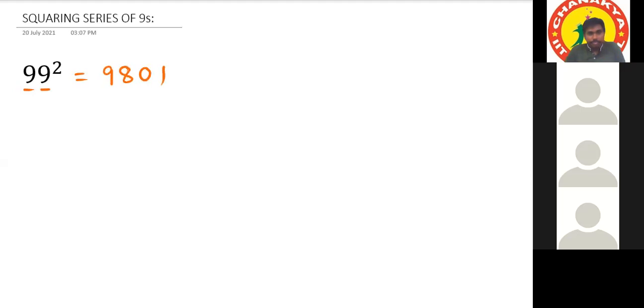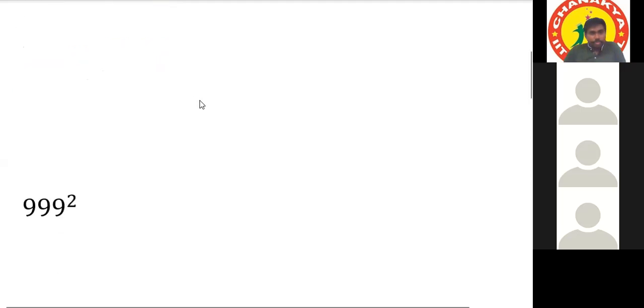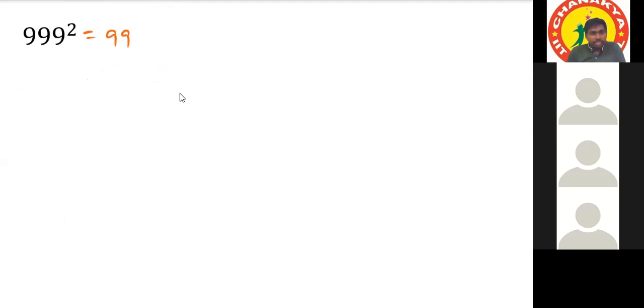What if we have three 9s? See here. Write two 9s and one 8. Write two zeros and one 1. The 8 remains constant and the 1 remains constant. The number of 9s is 3, so we take two 9s and two zeros.